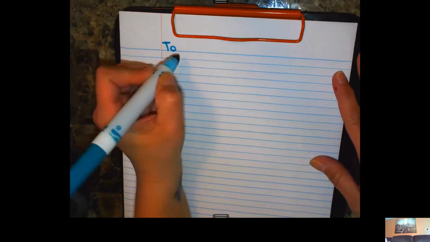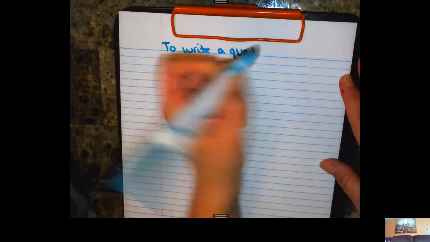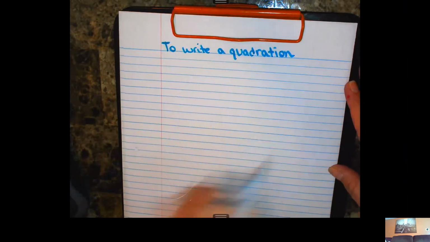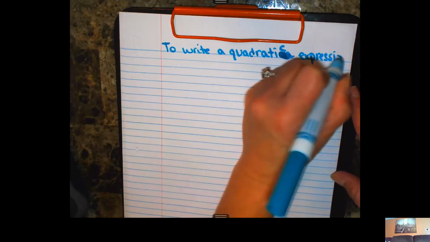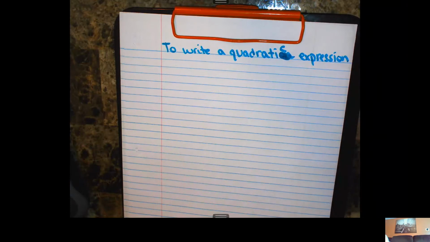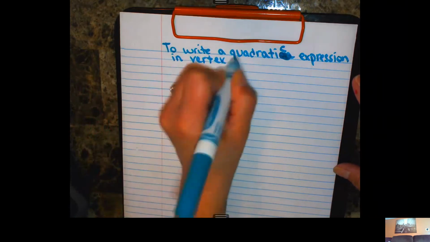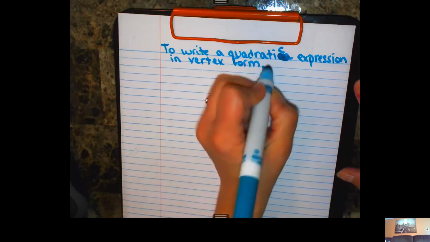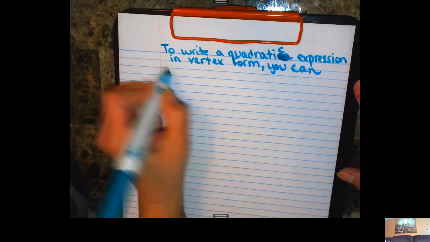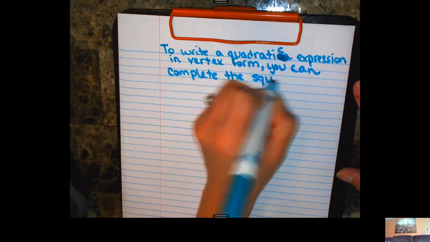Can you write, to write a quadratic expression in vertex form, you can complete the square. You can complete the square. And I'll show you what I mean by that.